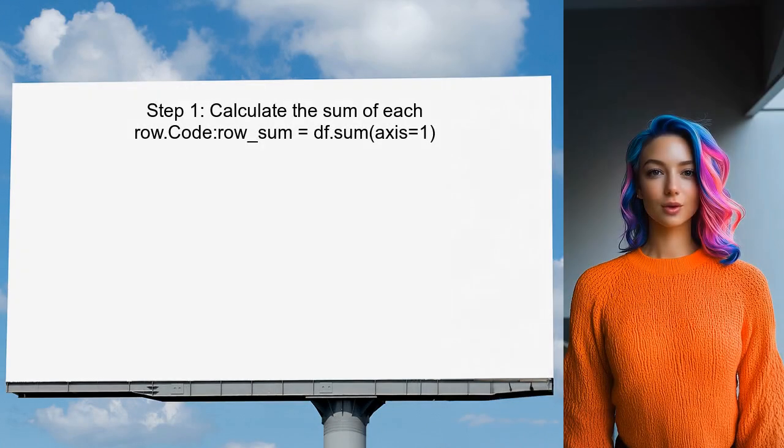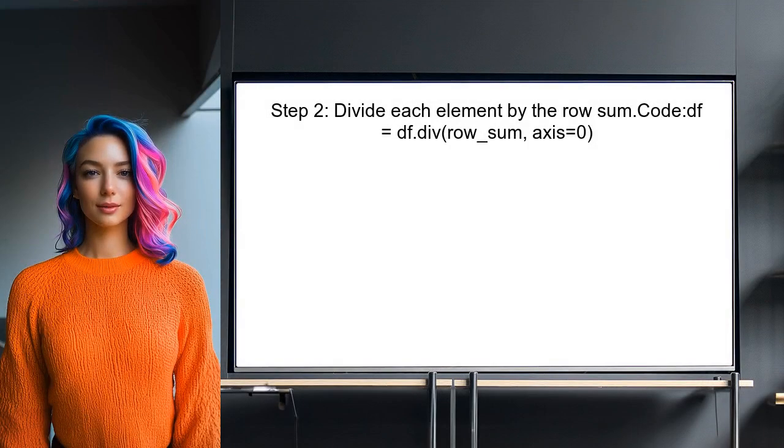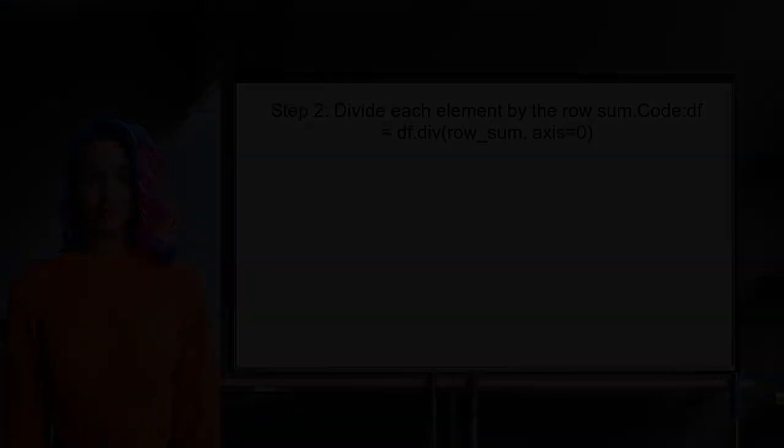To begin solving the user's issue, we need to calculate the sum of each row in the data frame. This can be done using the sum function with the appropriate axis parameter. Next, the user should divide each element in the data frame by the corresponding row sum. This can be achieved using the division operator, ensuring that the operation is performed in place.